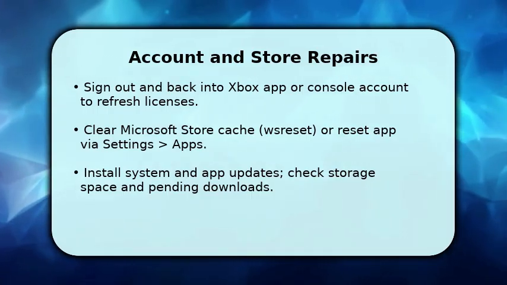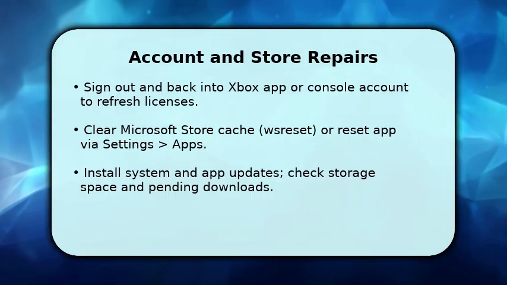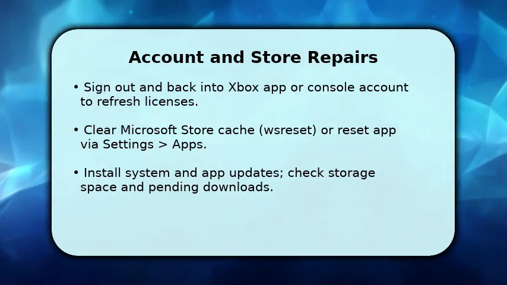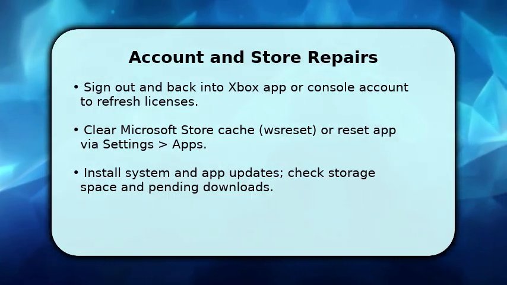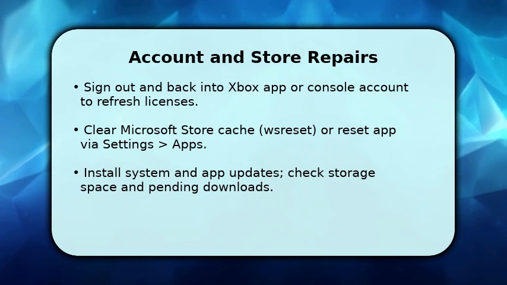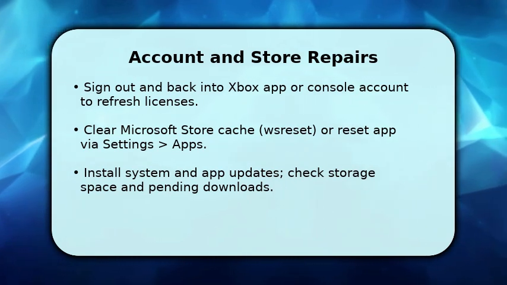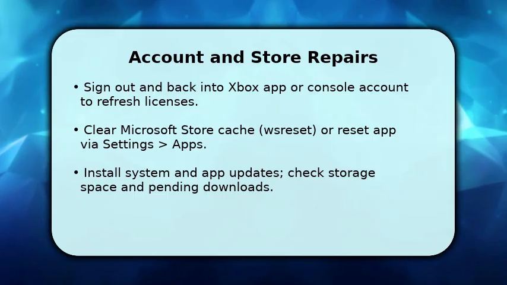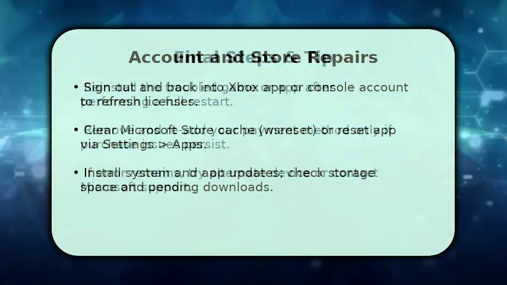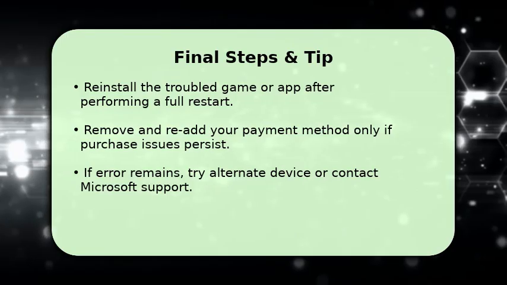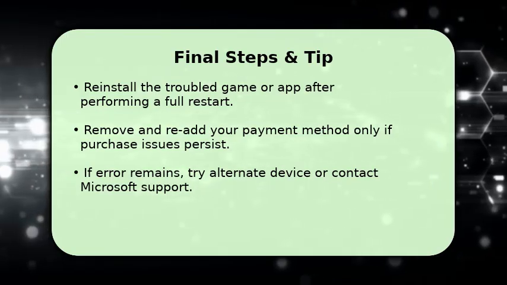Next, make sure system and app updates are installed and that you have sufficient storage. Stalled updates can block installs until resolved. These actions repair the store flow and reapply entitlement checks. You finish by reinstalling the affected game or app after a fresh restart. That ensures corrupted files are replaced.